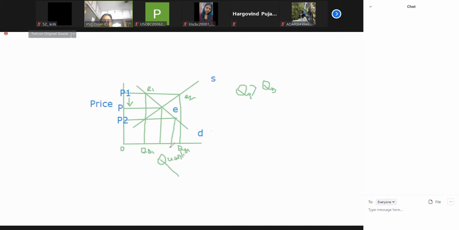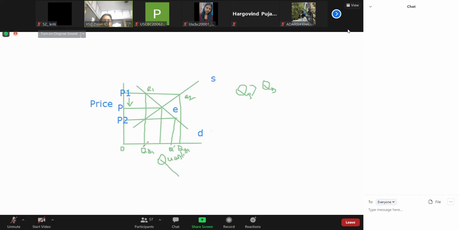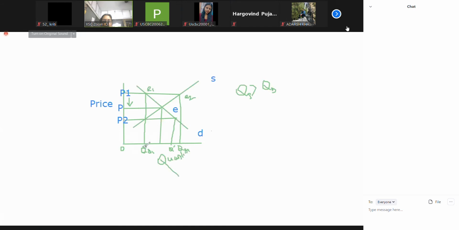Suppose demand is Q prime. What is supply? This is the supply curve. Supply is Q double prime.